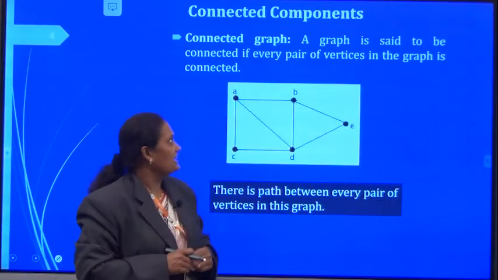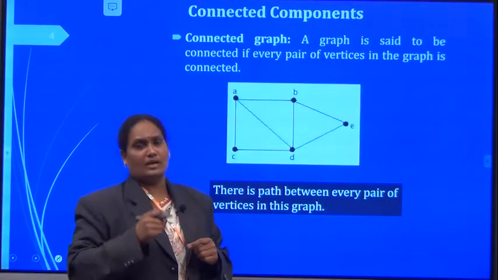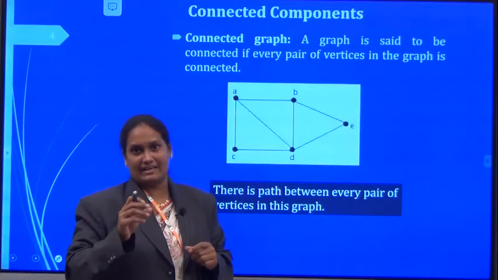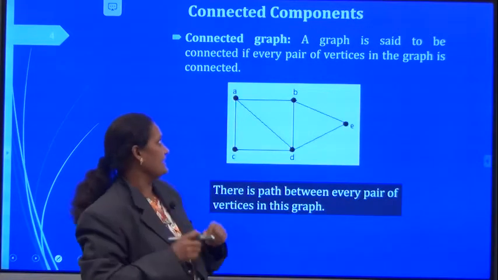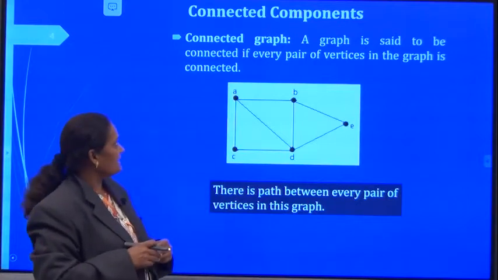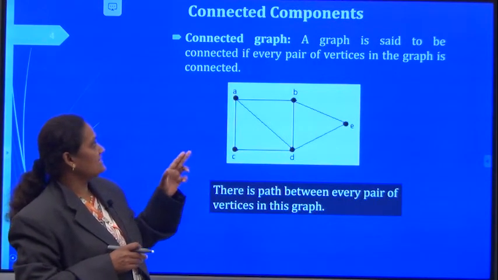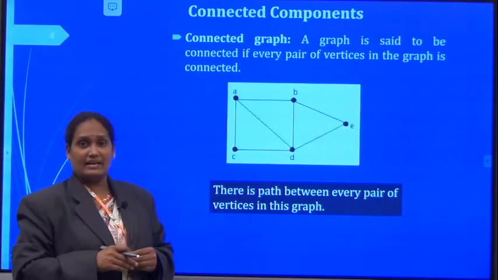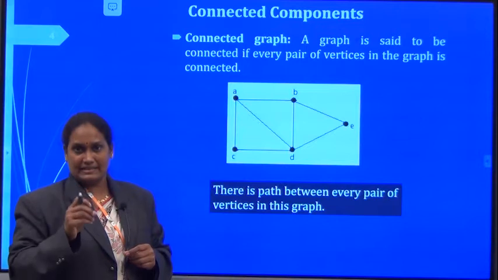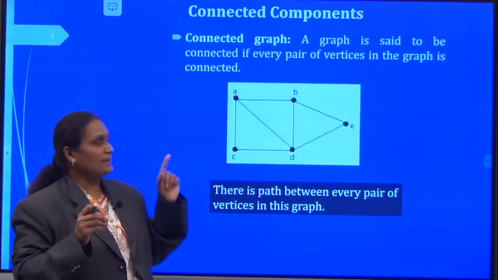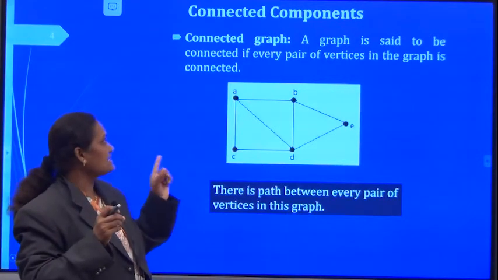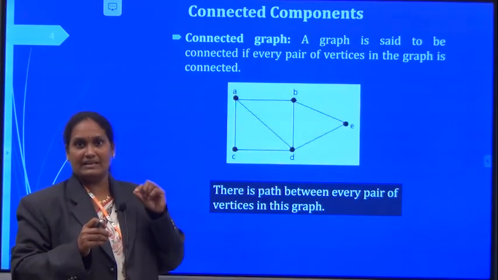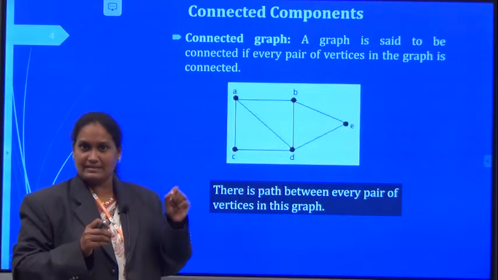Coming to connected components, before going to know about a connected component, first you need to know about a connected graph. What is a connected graph? A graph is said to be connected if every pair of vertices in that graph is connected. That is, there should be a path between every pair of vertices in that graph.